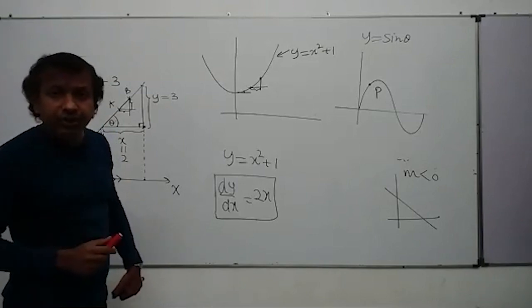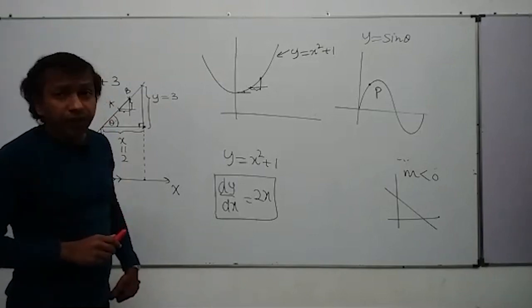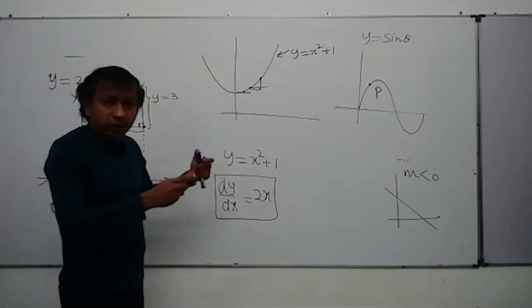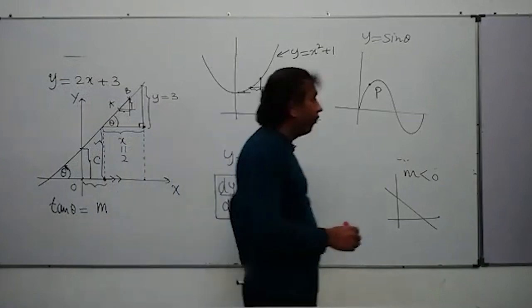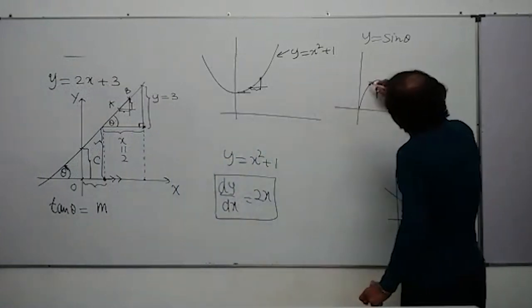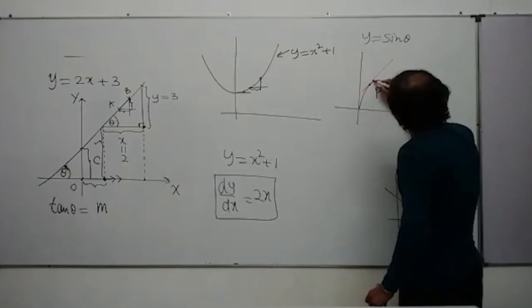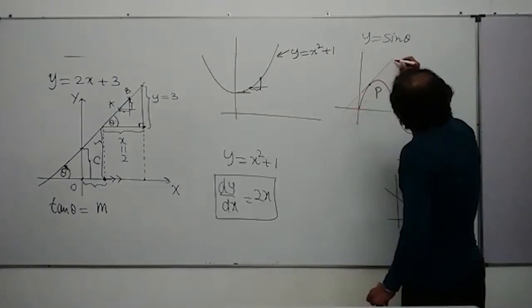When we need to measure the gradient at the point P, what we do is construct a tangent to this curve, to this graph. Tangent means a line, people. That line touches this graph at this point like this. This is a tangent line.